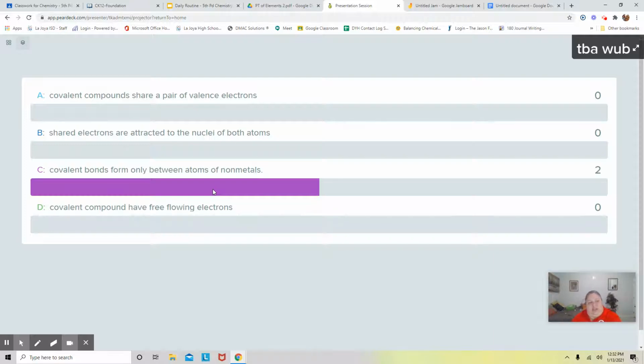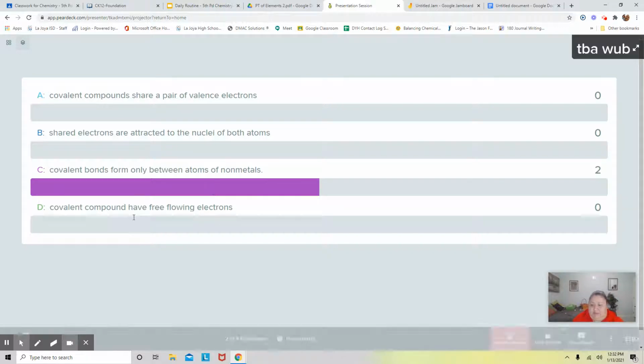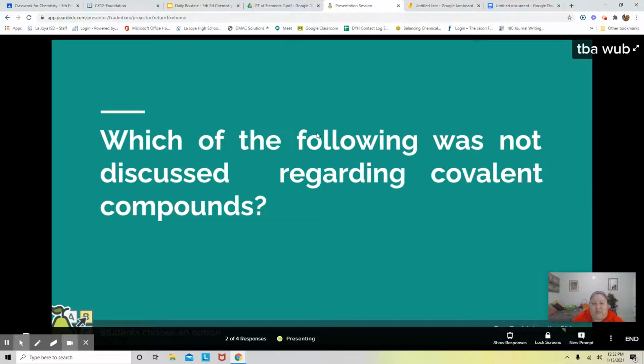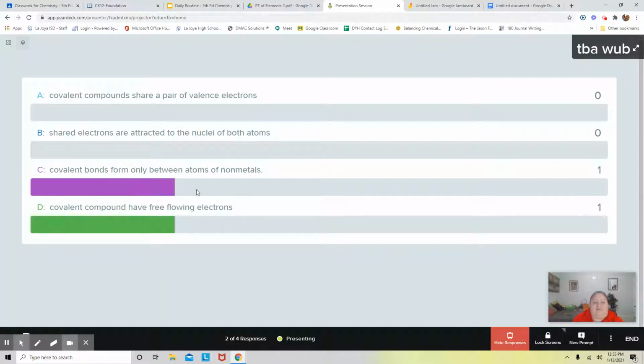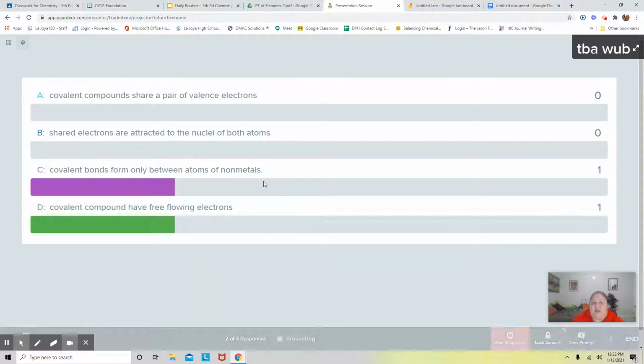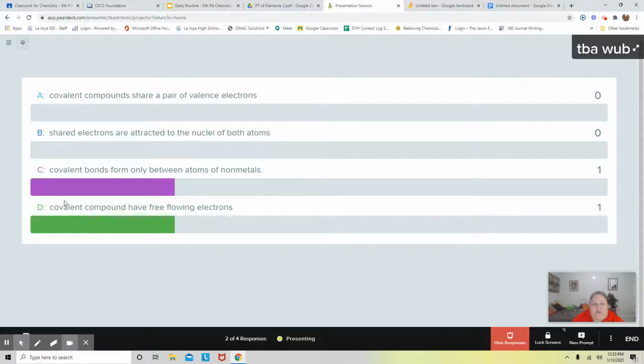Okay, now people are switching. They had said A, and now they're saying letter C. Guys, remember, look at the question. It says, which of the following was not discussed in the last slide? It wasn't letter C, that's for sure. We said that covalent compounds always have to be between nonmetals. Did we talk about free-flowing electrons, or is that another type of bond? Oh no, we didn't talk about it.